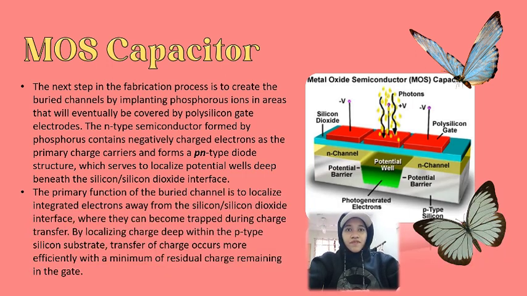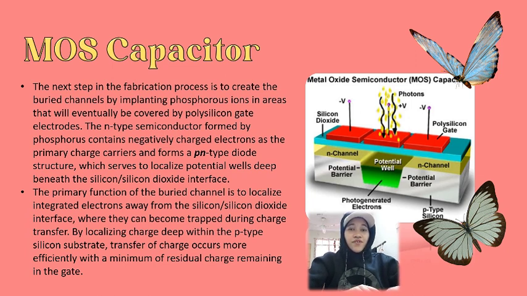So the primary function of the buried channels is to localize integrated electrons away from the silicon dioxide interface, where they can become trapped during charge transfer. By localizing charge deep within the P-type silicon substrate, transfer of charge occurs more efficiently with a minimum of residual charge remaining in the gate. After the buried channels are formed within the silicon substrate, a layer of silicon dioxide is thermally grown on the silicon wafer surface to provide an insulating base for the gate electrodes.